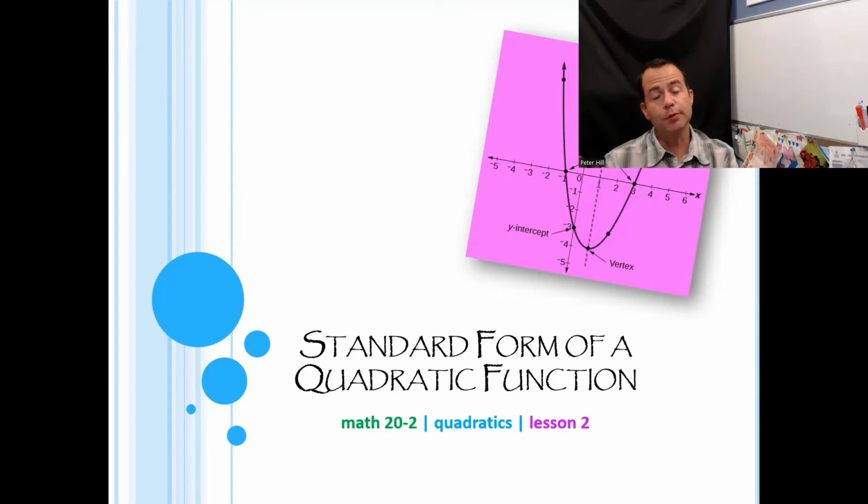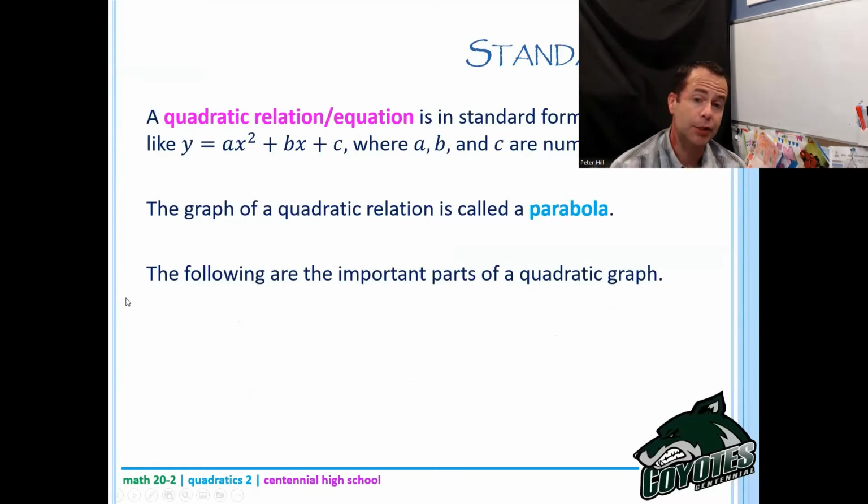So the next few lessons are going to be sort of like that, okay? We're going to introduce the concept of a quadratic today, and then over the course of a few days, a few lessons together, we will deal with all the different forms, or some of the different forms that we can write a quadratic in, okay? Okay, so a quadratic relation or equation is in standard form when it looks like this: y equals ax squared plus bx plus c, where a, b, and c are all real numbers, okay? The shape that it produces is called a parabola, okay?